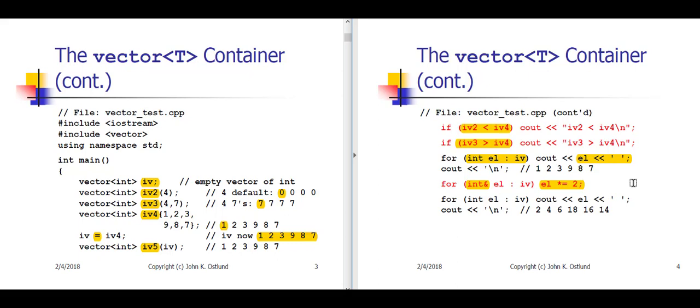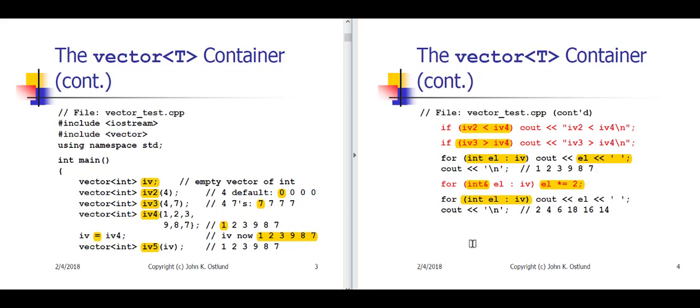So initially, the first time through this loop, EL is going to be referring to IV sub 0, which contains a 1. And when we multiply that by 2, IV sub 0 becomes a 2. Next time through the loop, EL is referring to 2. We multiply that by 2, and IV sub 1 becomes a 4, and so on.